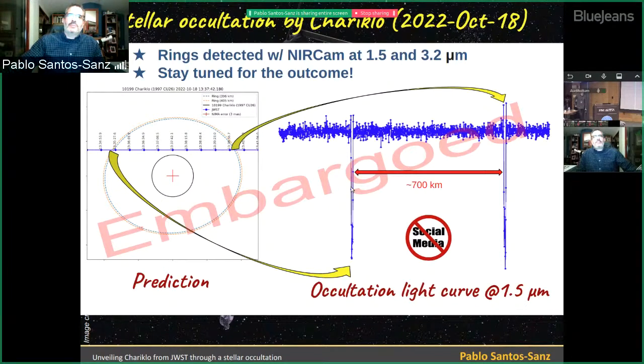Yes, we see some structure in the rings, and of course the idea to observe using two wavelengths is to obtain a constraint on the size of the ring particles. So yes, we are starting to work in this direction.